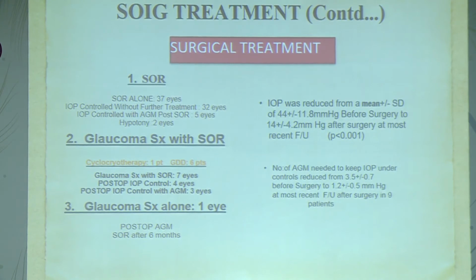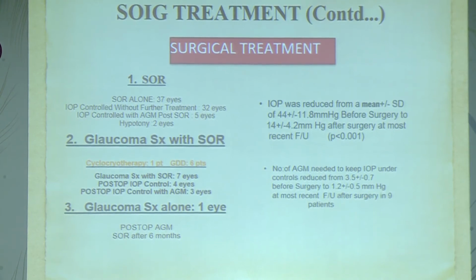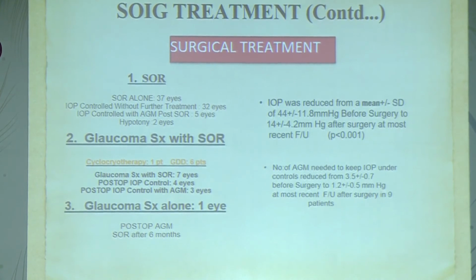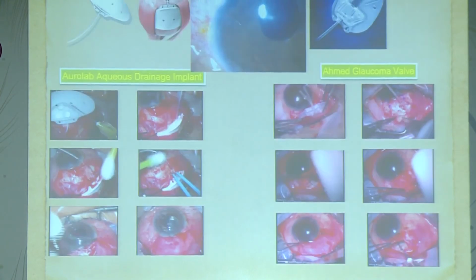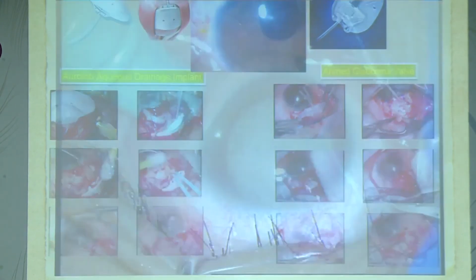Surgical treatment included either silicone oil removal alone, glaucoma surgery, either glaucoma drainage device implant or cryotherapy, or glaucoma surgery followed by silicone oil removal, and there was a statistically significant reduction in IOP and the number of medications that was needed to keep the IOP under control. An ADIT device was implanted in 1 patient and Ahmed glaucoma valve in 5.